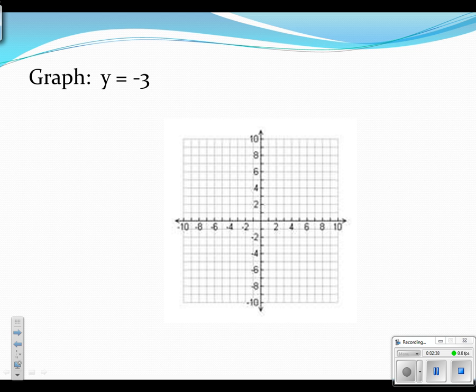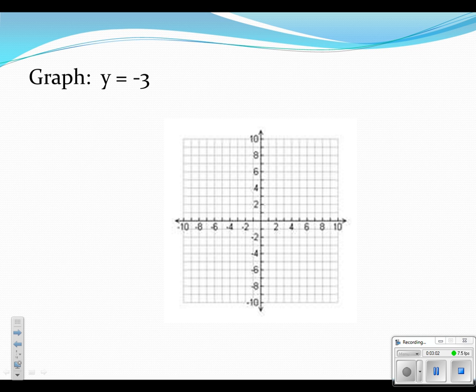Graphing an equation that has just one variable, be thinking horizontal and vertical lines when you see these happen. Okay, so your y equals a number lines, your x equals a number lines, those are going to be horizontal or vertical. So your task is to remember which one is which. Well, here's my hint for you. Y equals negative 3.